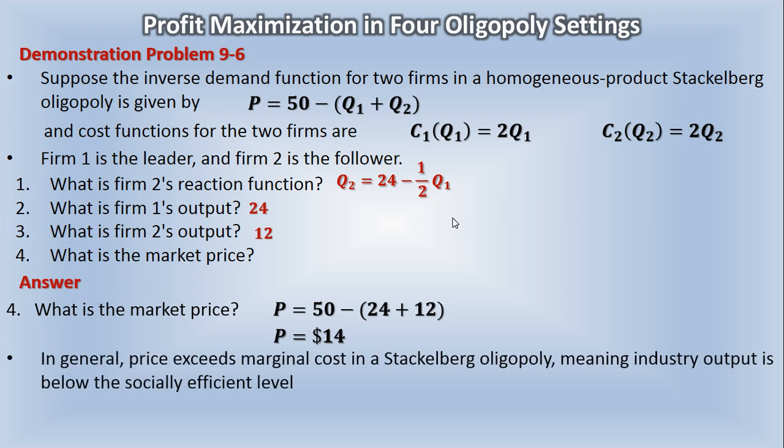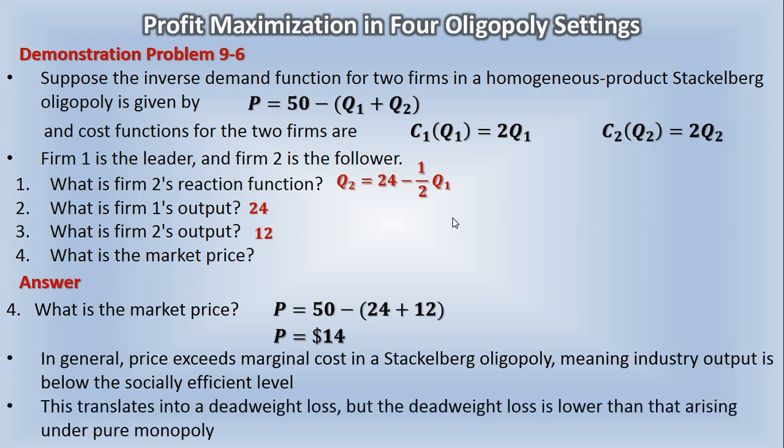All right, so in these markets, in the Stackelberg market, like in the Cournot market, like in all oligopoly settings, price, well, not all oligopoly settings, actually. Price will exceed marginal costs in a Stackelberg oligopoly, meaning industry output is going to be below the socially efficient level, so you're going to get some deadweight loss. You're going to get some mutually beneficial transactions that don't happen in order for these firms to make extra profits in the market. So that's what that translates into.